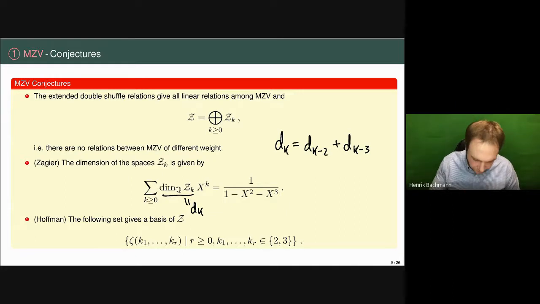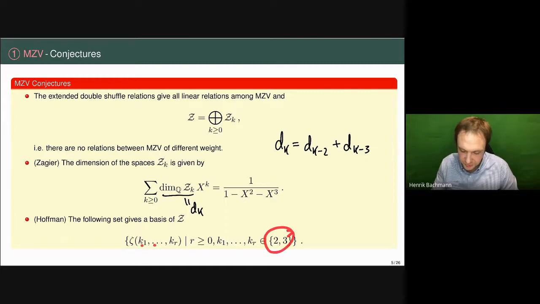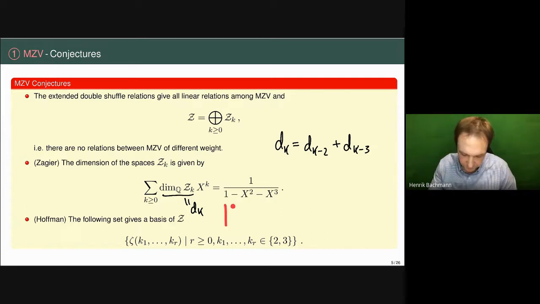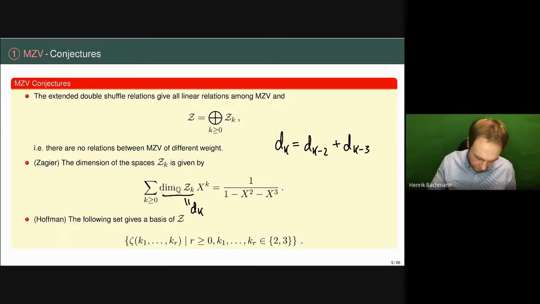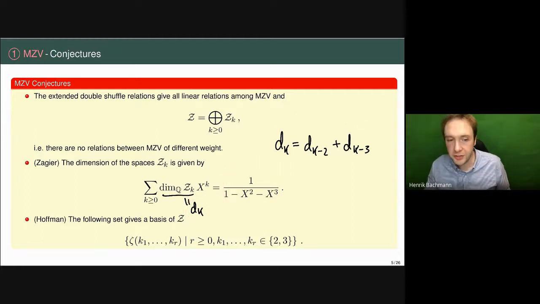A finer version of this conjecture is given by Hoffman, who conjectured that this set, the set of multiple zeta values where as entries I just take the numbers 2 and 3, forms a basis. If you count these, you will see that you end up with the same numbers, and therefore, of course, this conjecture would imply this conjecture here. But this conjecture is not proven. The only thing we know is that these numbers, which are given as the coefficients of this rational function here, give upper bounds for our dimension.